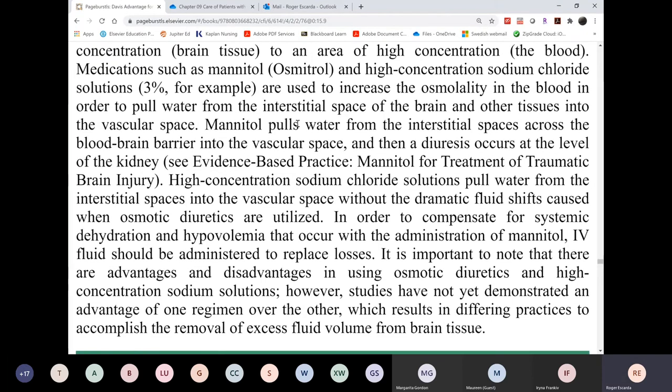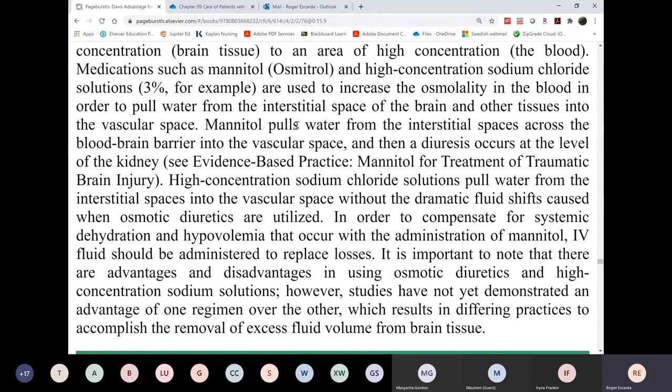Anyway, mannitol is an osmotic diuretic. So you give this frequently to these patients in order to pull water out. It's an osmotic diuretic, so unlike other diuretics that act on the kidney, this one will act on the cells. It will literally pull water out of the interstitial spaces into the bloodstream and then deliver it to the kidneys. So it's not like other diuretics.